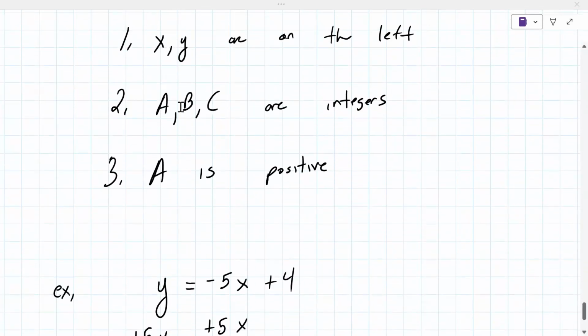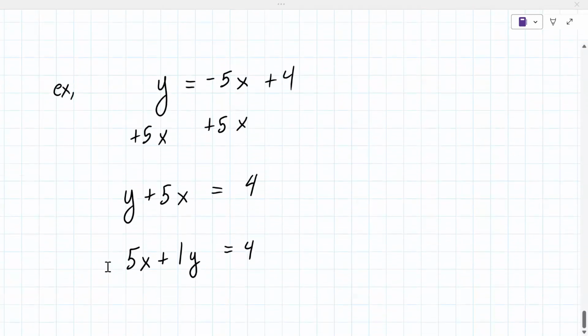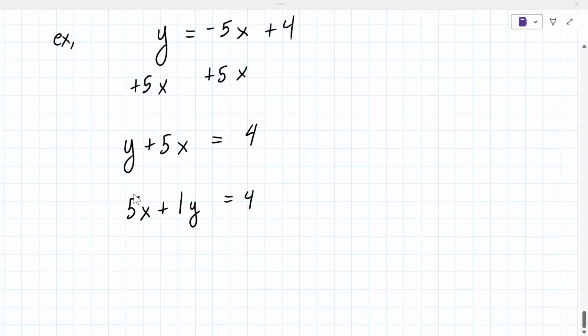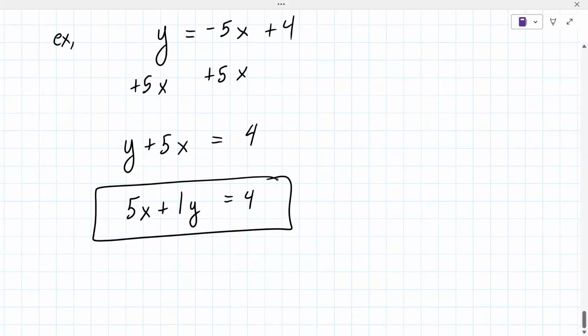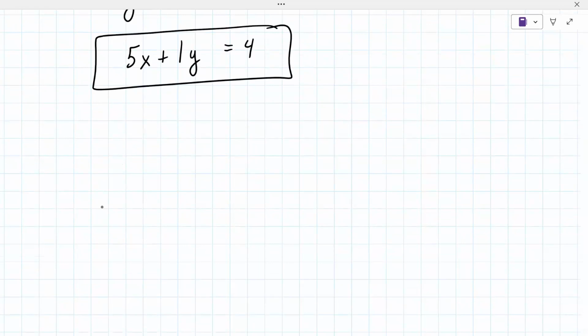So the next thing here is, are all the other conditions satisfied? The second condition is that A, B, and C are integers. So the number in front of x, the number in front of y, and the number to the right, they're all integers. So 5, 1, and 4, they're all integers. Okay. Check. Is the first one positive? Yeah, it is. So we've got it here. I always start with an example. It's not even a good example because it all works out. Now we'll look at some examples where things don't work out.